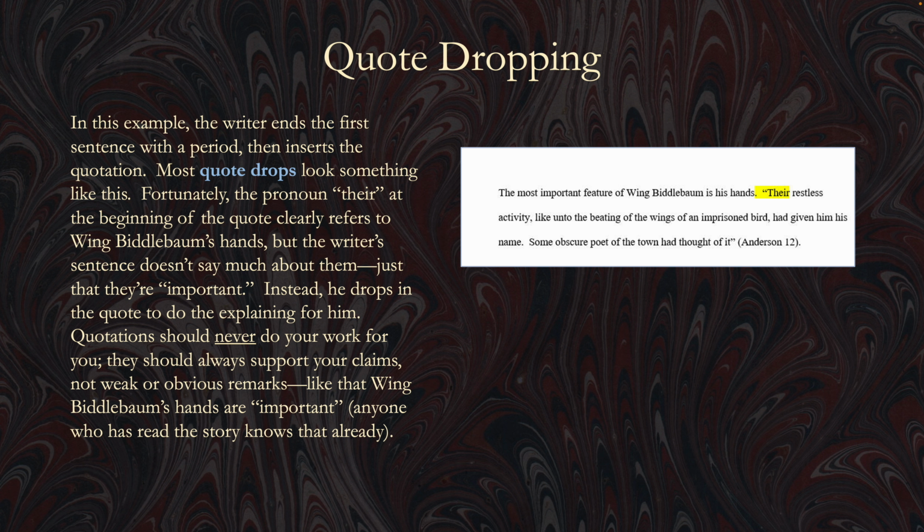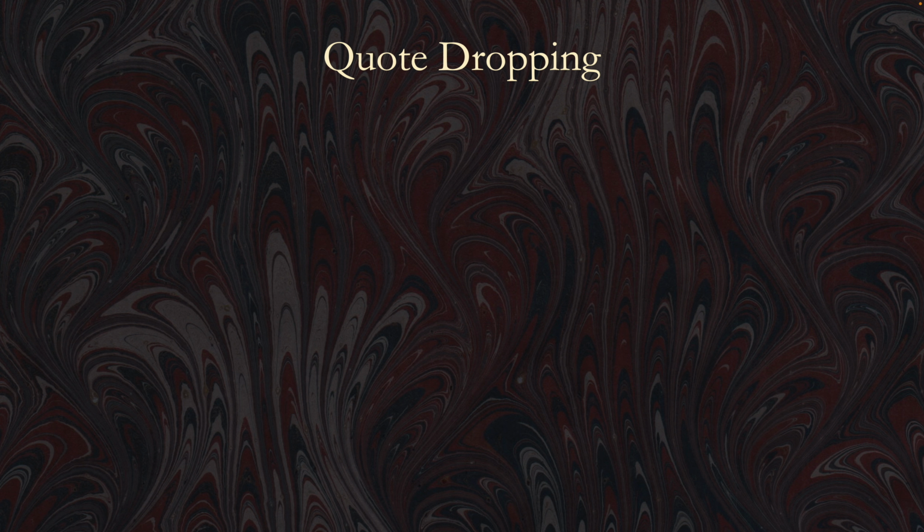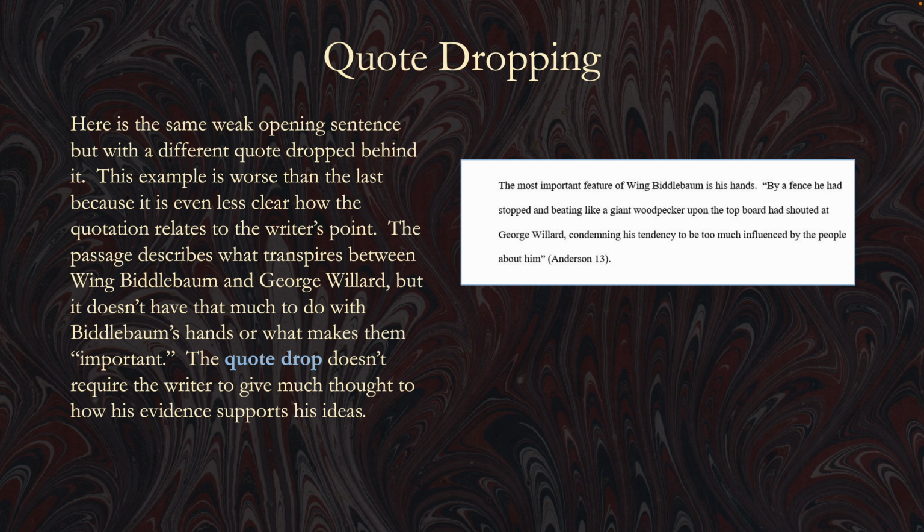Quotations should always support your claims, your assertions, and they shouldn't be used to illustrate weak or obvious remarks like that Wing Biddlebaum's hands are important. Of course they are. Anyone who's read the story knows that already. So this writer really needs to make a stronger statement about Wing Biddlebaum's hands before inserting the quote. The writer leans way too heavily on the quote. Here's another example. Take a look at this one. So here's the same weak opening sentence, but with a different quote dropped behind it.